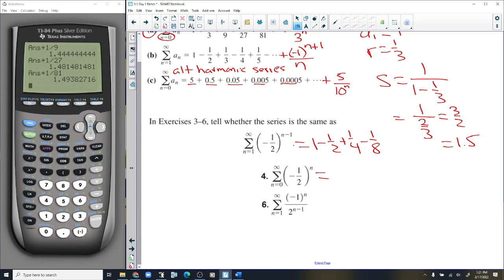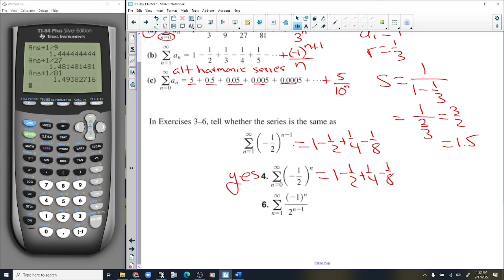Plug 0 in, we get 1. That looks good so far. Let's do a few more to see if it's actually a yes. Plug 1 in, I get minus 1/2. 2 in, we get plus 1/4. And if I plug 3 in, I get minus 1/8. I'm pretty convinced that this is a yes. I mean, we could go 20 more terms, but I think we got it.